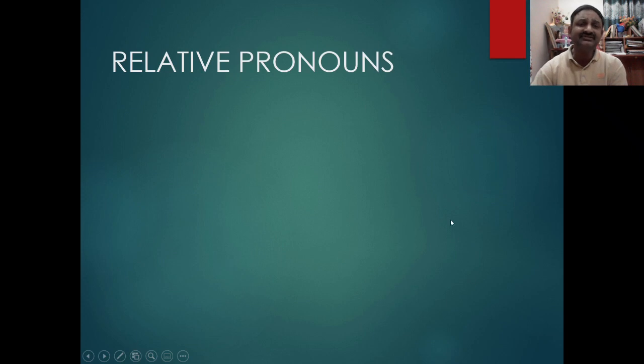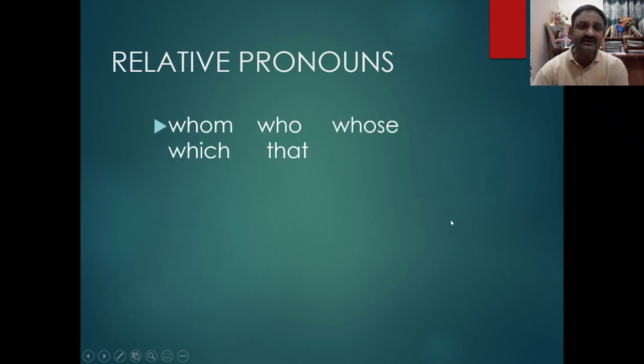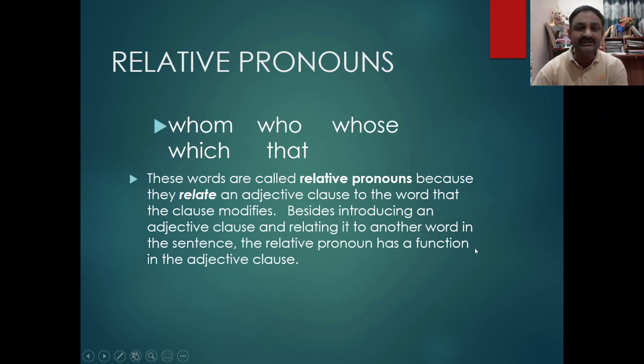Okay. So next is the relative pronouns. So what is a relative pronoun? There are whom, who, whose, which, that. They all come under the relative pronouns. These words are called relative pronouns because they relate an adjective clause to the word that the clause modifies. Besides introducing an adjective clause and relating it to another word in the sentence, the relative pronoun has a function in the adjective clause. So we have to use these words like whom, who, whose, which, and that, so that they relate an adjective clause and make a sentence out of it.